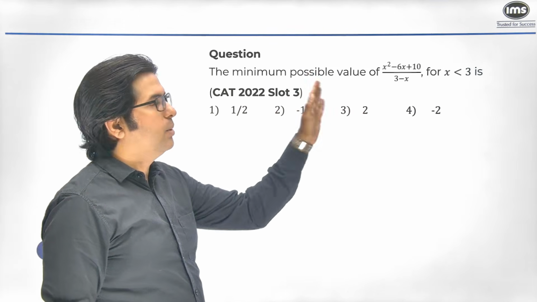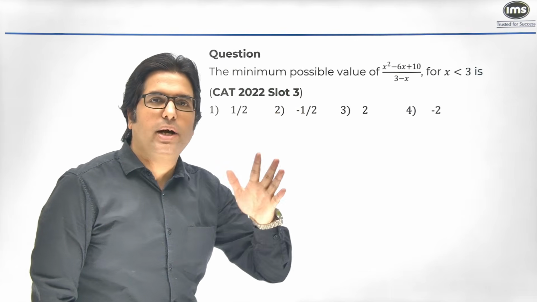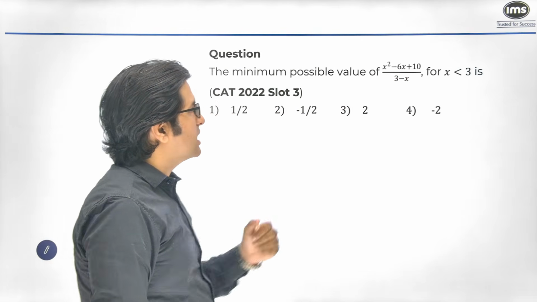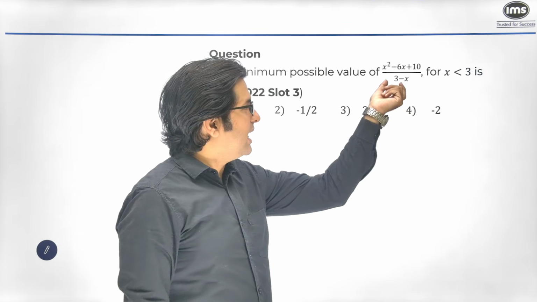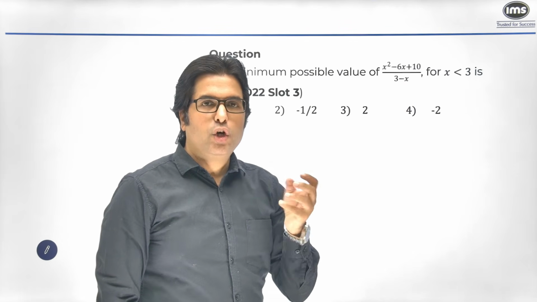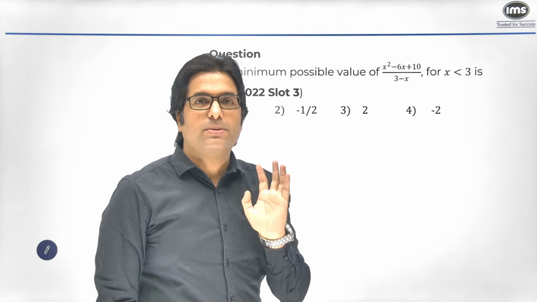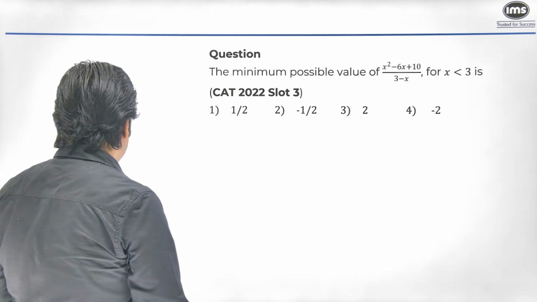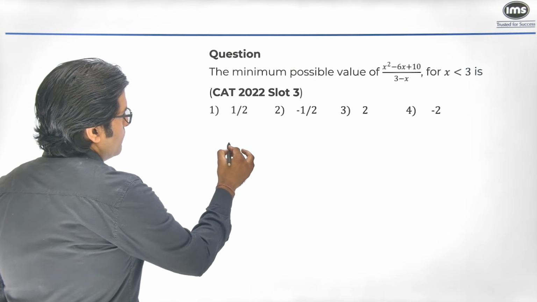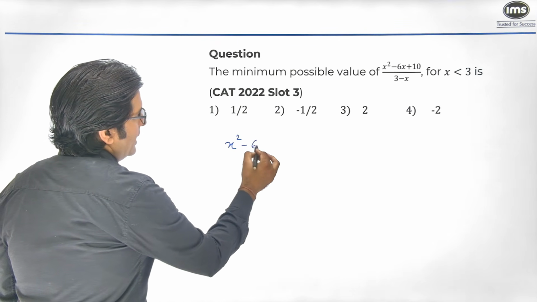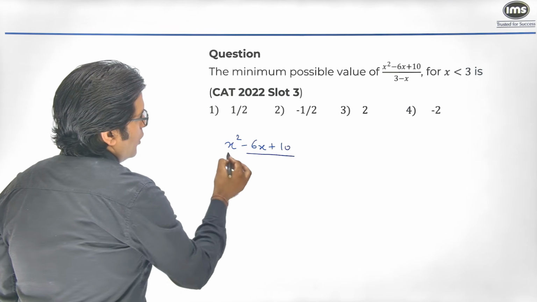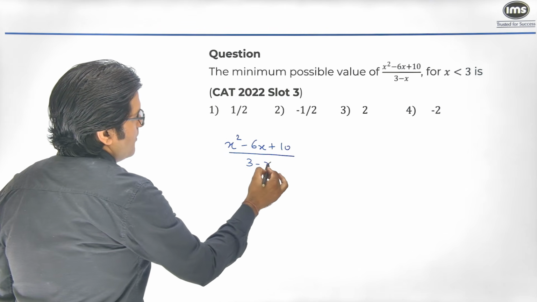Minimum possible value. Again, this minimum maximum is giving you a hint. Let us try and simplify this expression. For x less than 3, can I say 3 minus x will be positive? So somewhere down the line, I have to convert this expression in the form of 3 minus x. Let's simplify it in some way or the other. So we have x square minus 6x plus 10 whole upon 3 minus x.